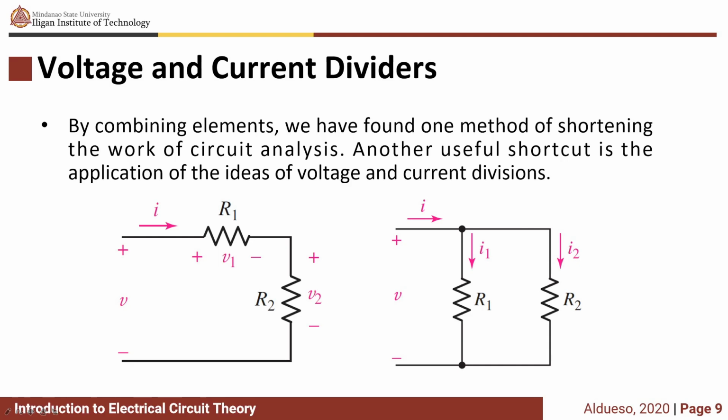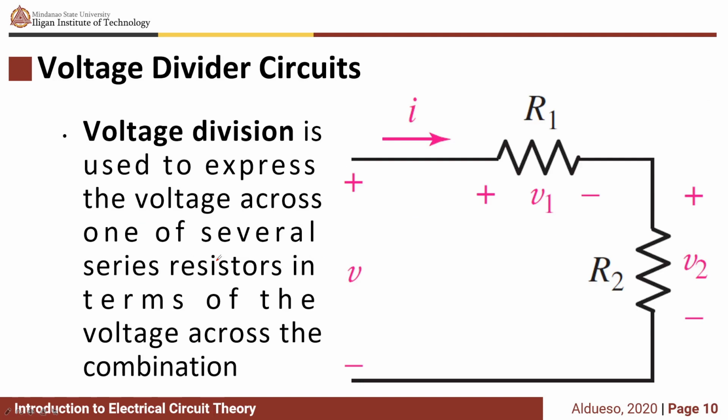So by combining elements, we have found one method of shortening the work of circuit analysis. Another useful shortcut is the application of the ideas of voltage and current divisions. Voltage division is used to express the voltage across one of several series resistors in terms of the voltage across the combination. Meaning, the voltage across here is divided between the resistors that are connected in series.